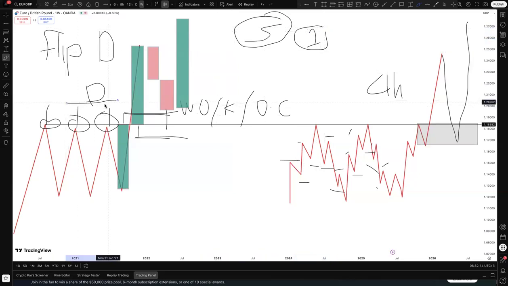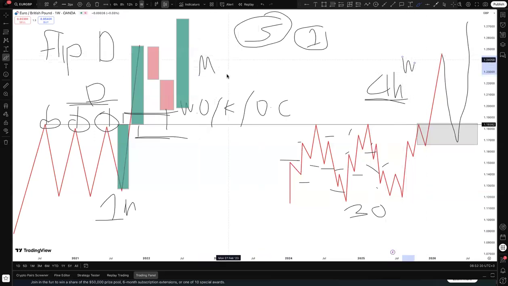So I have this daily. This will be 4 hour. If this is 1 hour chart, this will be 30 minutes, looking like this. If this is monthly, this will be weekly. Is it okay? If this is 6 months, this will be 3 months. If this is 3 months, this will be 1 month. Is it okay? If this is 30 minutes, this will be 15 minutes doing this.